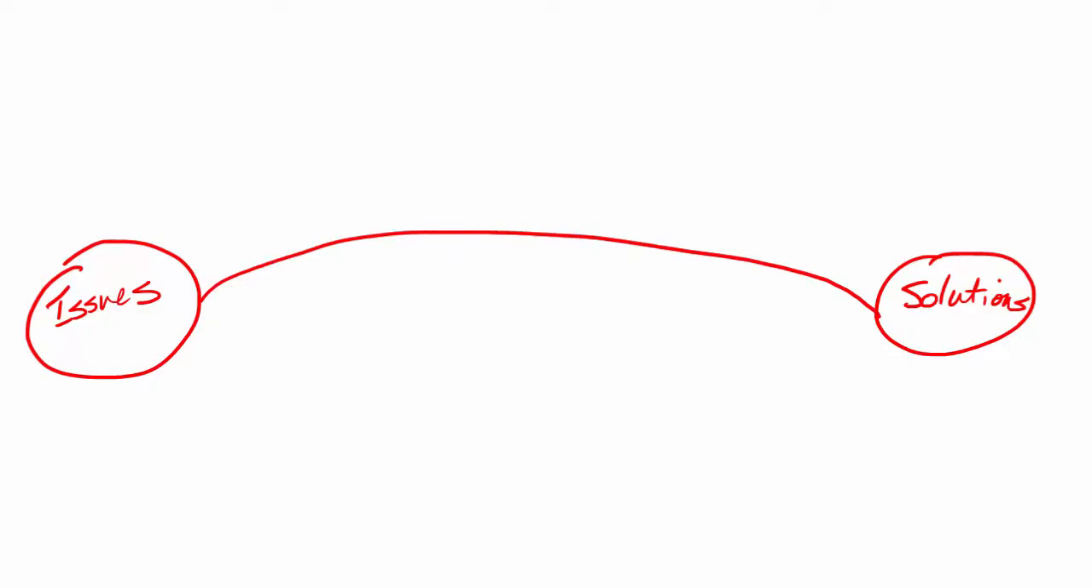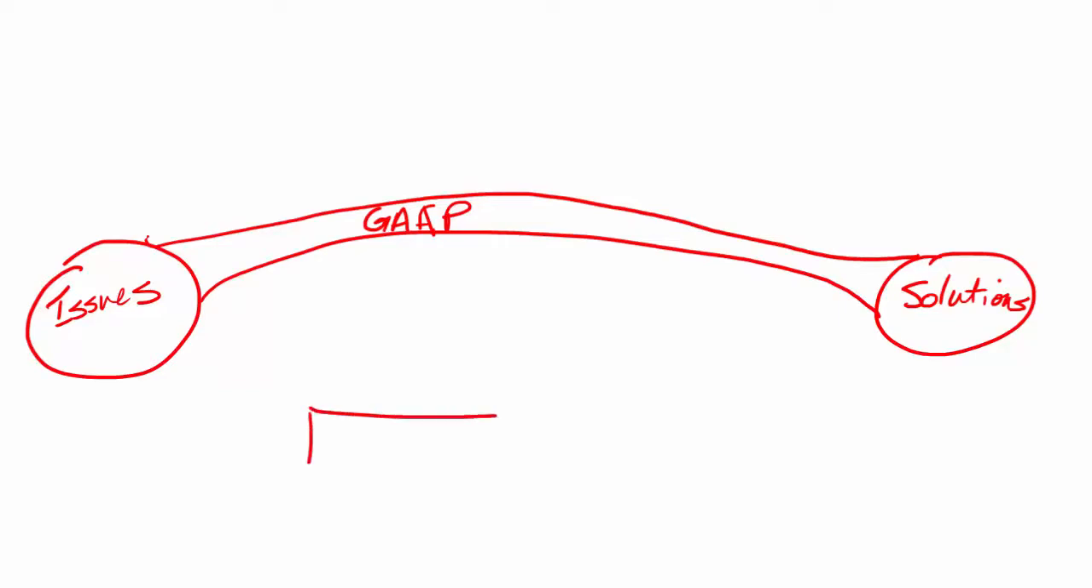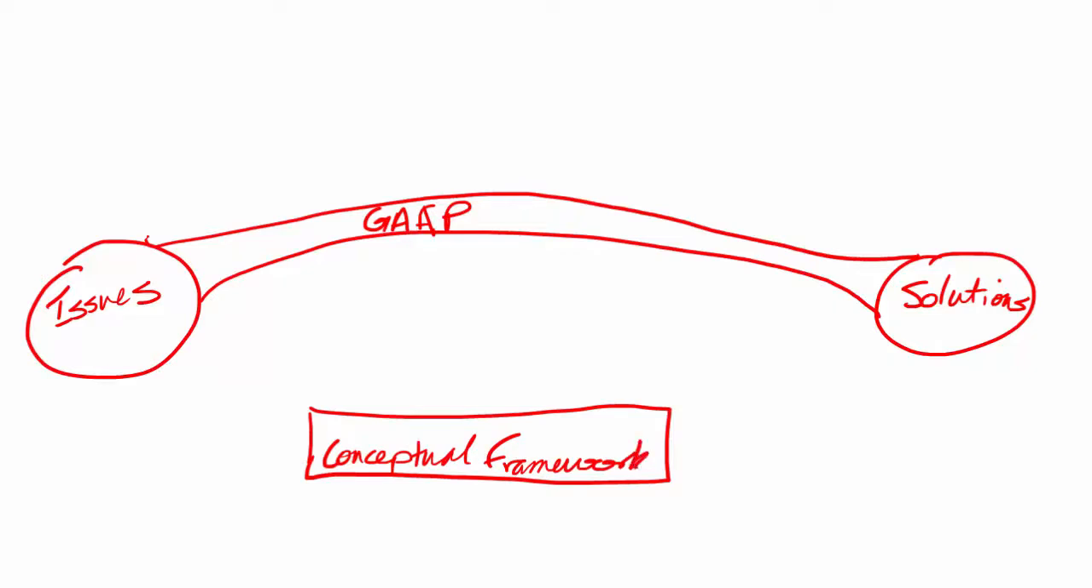This time I'm going to draw it as a bridge. So over here are our issues or problems that we're trying to solve. Over here are our solutions. And we're trying to set or create rules. We'll provide those, and these rules come in the form of GAAP. What we're really trying to accomplish with all of this is we're trying to create a foundation. So here's our conceptual framework, our framework for GAAP. And we hoped it would provide four things.